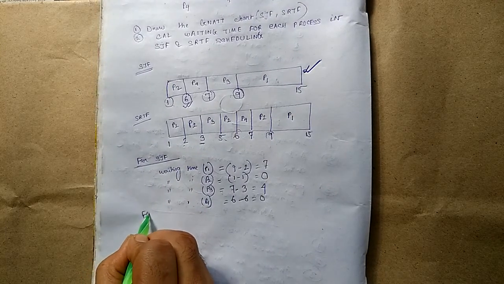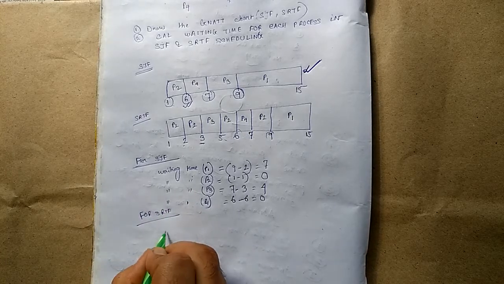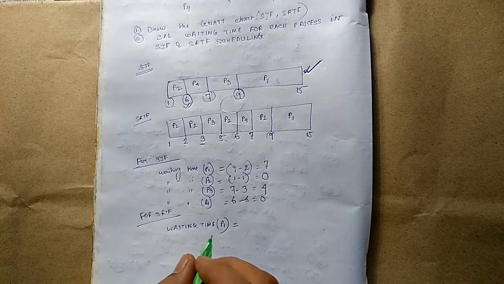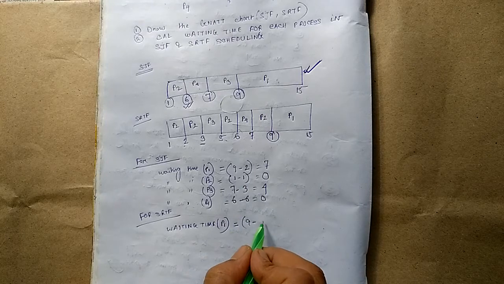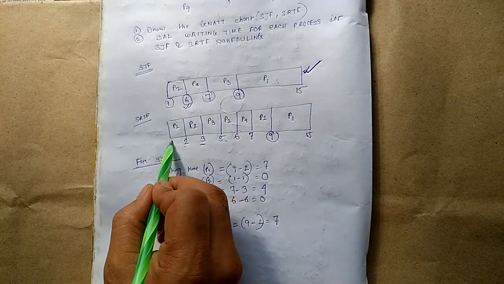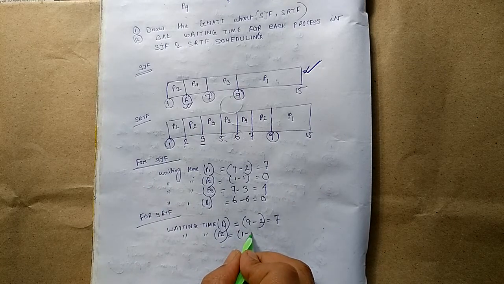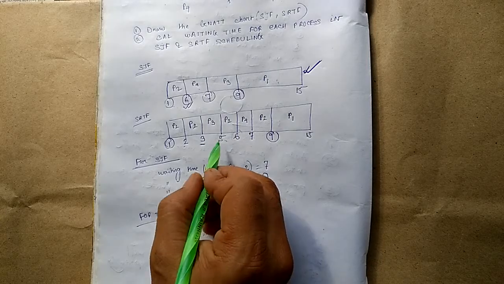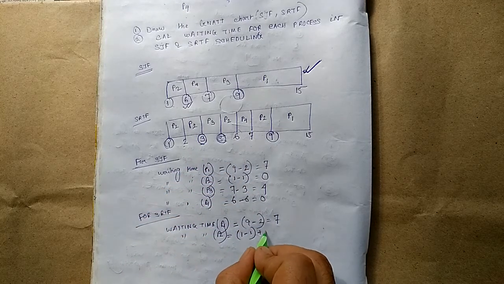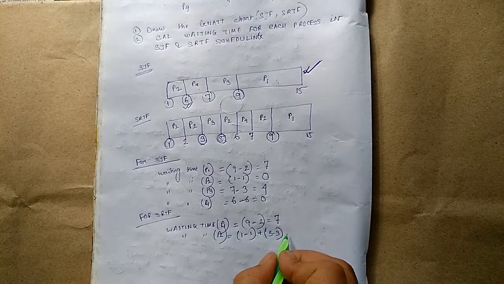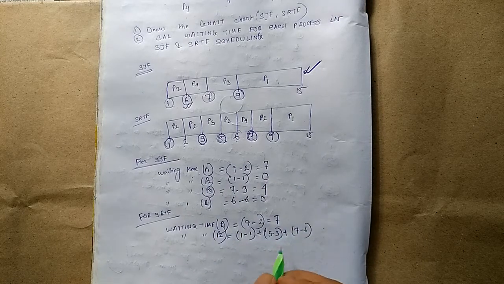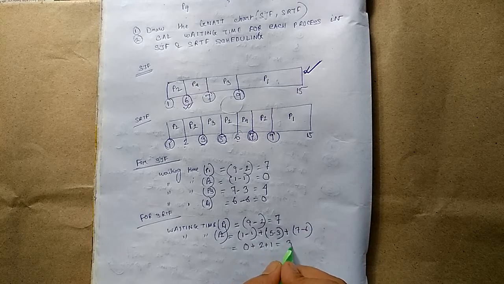Now come to SRTF. For SRTF, waiting time for process P1 will be, start time is 9, arrival time is 2, so we will get 7. Waiting time for process P2 will be, start time is 1, arrival time is 1, so we will get 1 minus 1, plus, here start time is 5, finish time is 3, so we will get 5 minus 3, plus, start time is here 7 and its finish time is 6, so 7 minus 6, so we will get 0 plus 2 plus 1, that means 3.